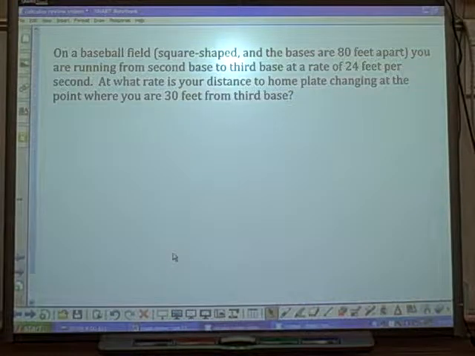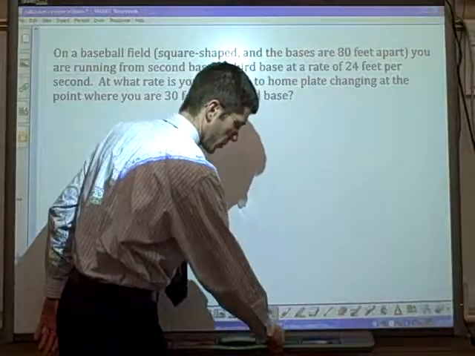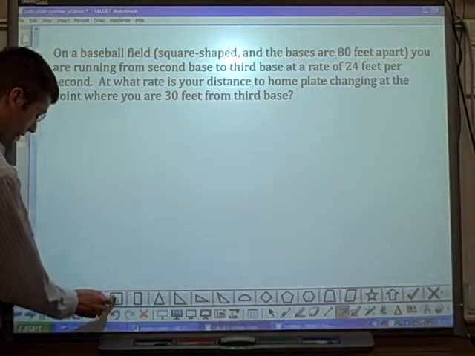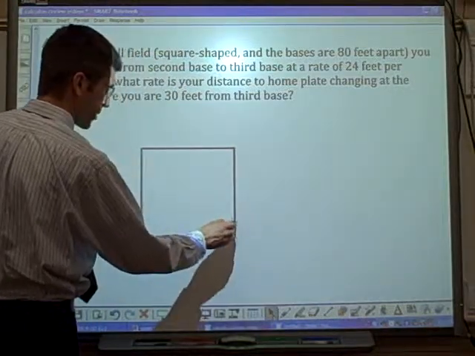Okay, we have a baseball field that is square shaped and the bases are 80 feet apart. We'll go ahead and start by drawing the picture. I obviously have the convenience of picking whatever picture I want, and I'm sorry, but you don't. So I'm going to make a perfect square, and then we're going to turn it sideways.